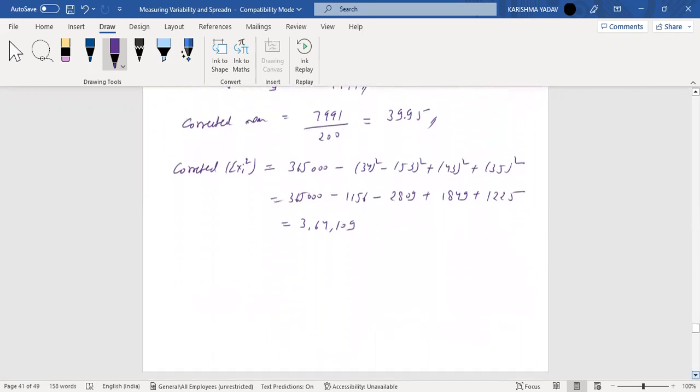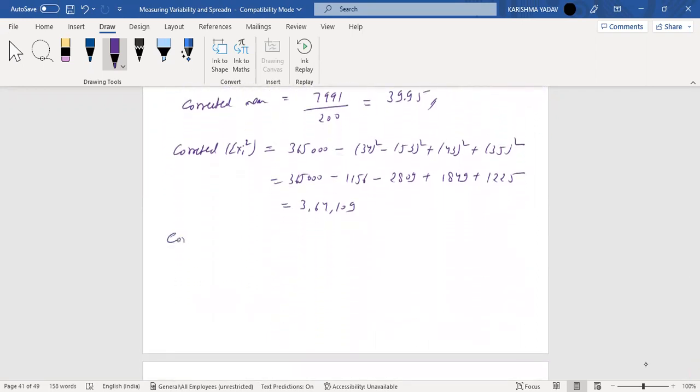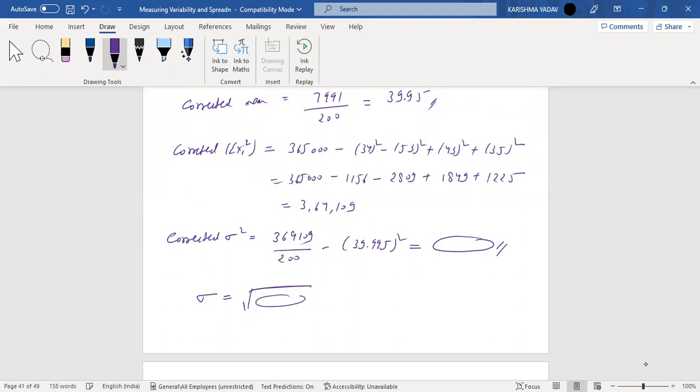Now from this we will find the value for the corrected sigma square. What is corrected sigma square? That is corrected sigma xi square, 364109, divided by 200 minus the corrected mean, 39.95 square. Now what will be the value here? And when we have to find the standard deviation, we are going to take the square root of this value, and we will get the corresponding standard deviation.